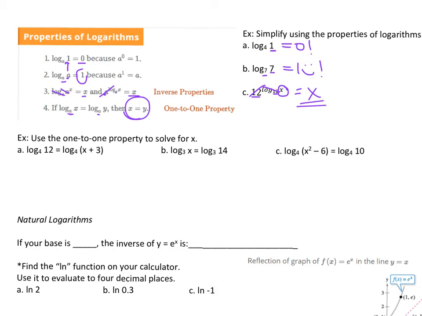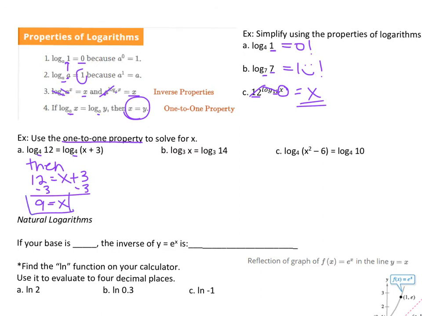Down below, we'll do some solving for x. It says use the one-to-one property to solve for x. In example A, log base 4 of 12 is equal to log base 4 of x plus 3. Since the logarithms have the same base, we can just say 12 is equal to x plus 3. To get x by itself, we'll move 3 over by subtracting, and x equals 9.